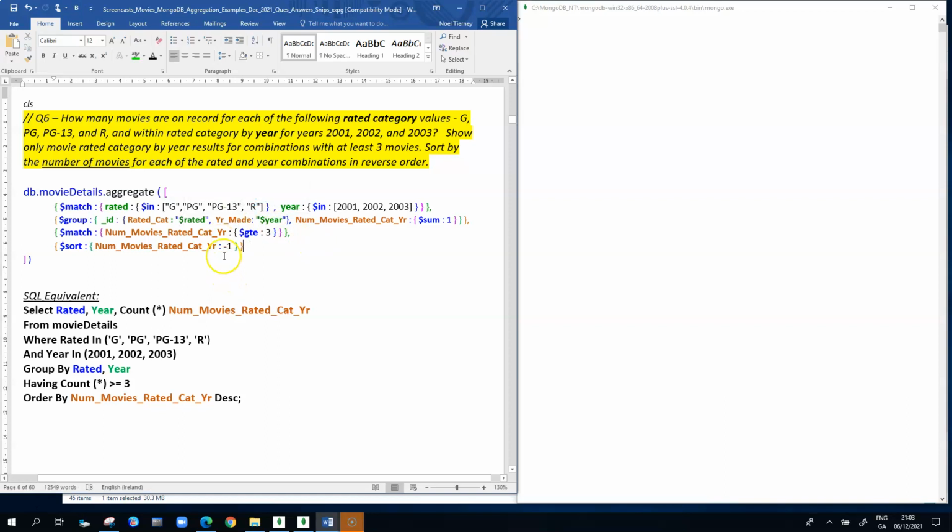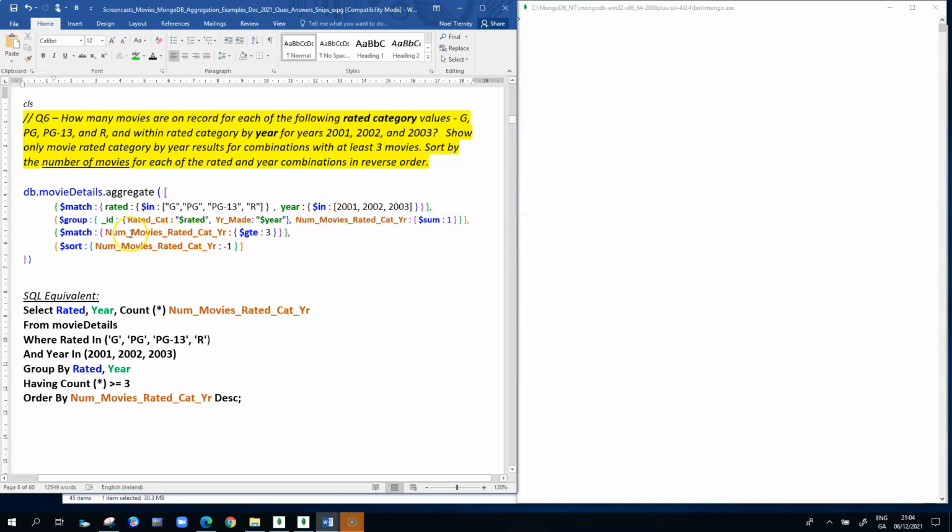In the group stage, in this example, I need to group by two fields. As always, I start off with group _id, and then I have to name my two fields. The first one is $rated, but I'm referring to that as rated cat or rated category. The second one is $year, and that's referred to as year made. And then my $sum, because it's 1, means we're counting rather than summing, and it's been referred to as num movies rated cat per year.